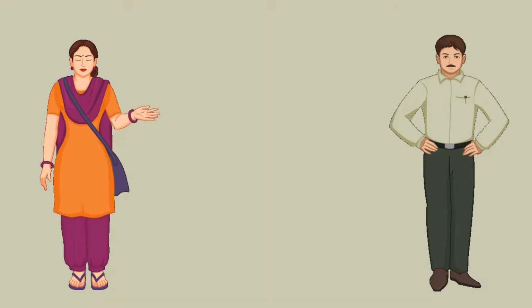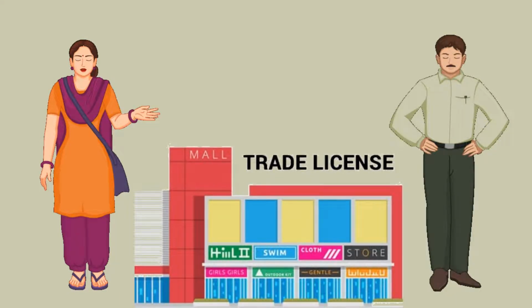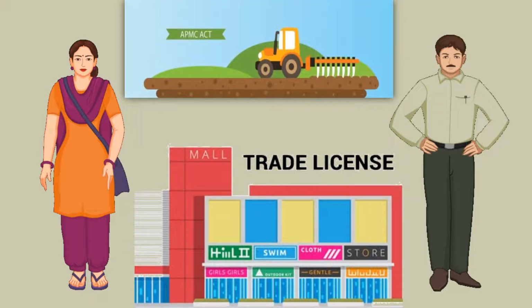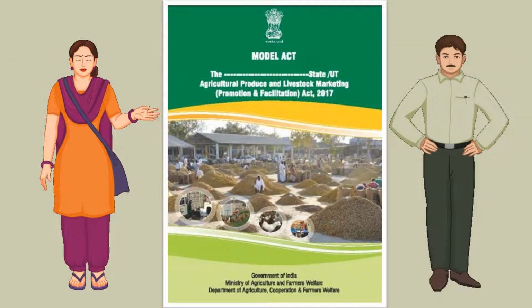The FPOs which are involved in the trading of agricultural commodities need to apply for a trading license. For this, FPO needs to apply to the Mandi Board or Agricultural Produce Market Committee, APMC, of the area under the APMC Act. After obtaining the trading license, the FPO can sell or purchase agricultural produce through APMC Mandi license.